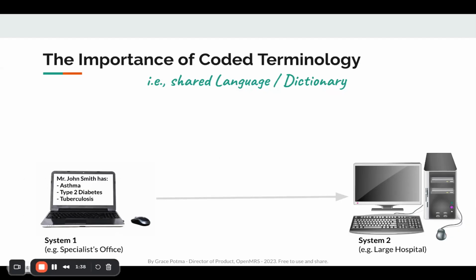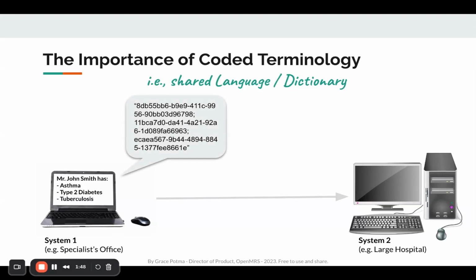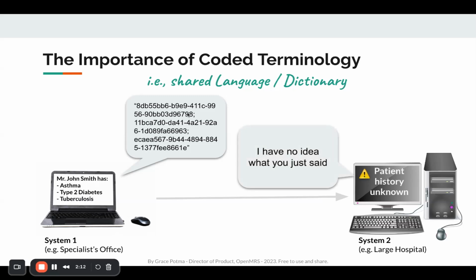Imagine that Mr. John Smith has these three conditions: asthma, type 2 diabetes, and tuberculosis. We want to know that in system 2. Now, often, different pieces of software are encoding information in their own unique codes. This is often very appropriate because it keeps things well established and separated. However, if you try to share these unique codes, these representations of these three conditions, over to system number 2, it will have no idea what these codes mean because it has no reference for these codes. And this is where the importance of a shared language or a shared dictionary between systems really becomes so key.